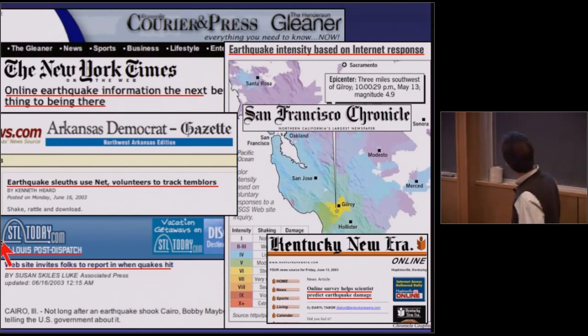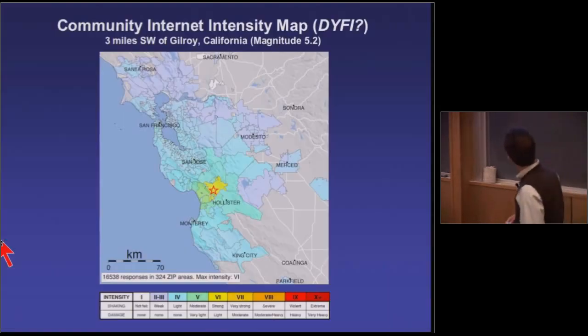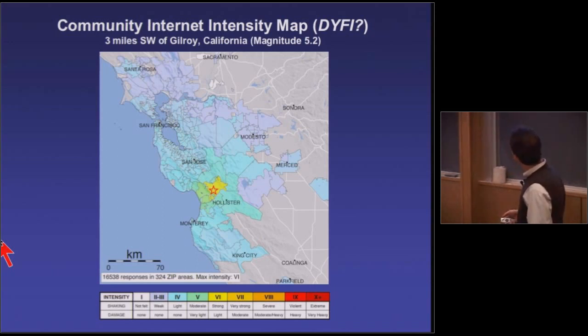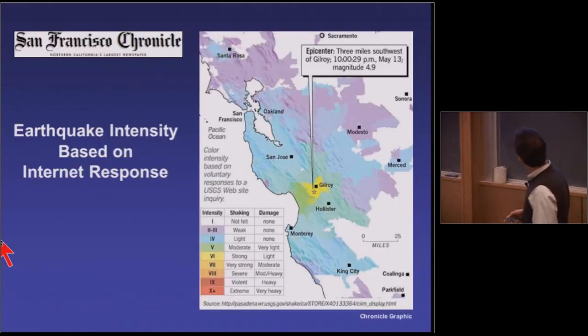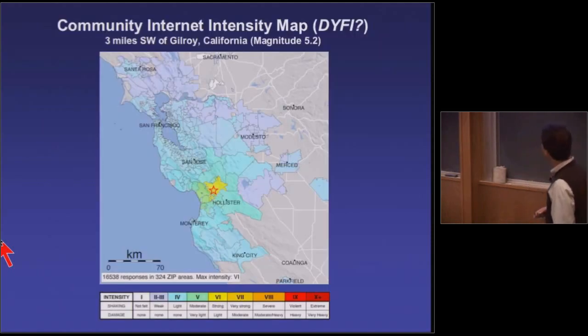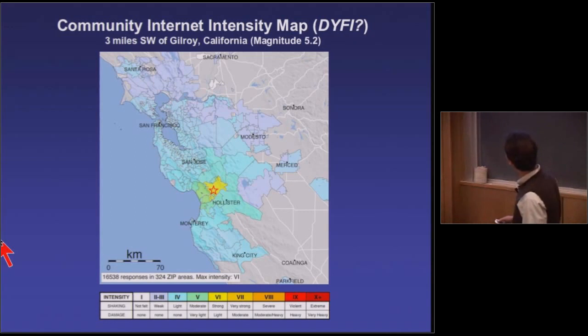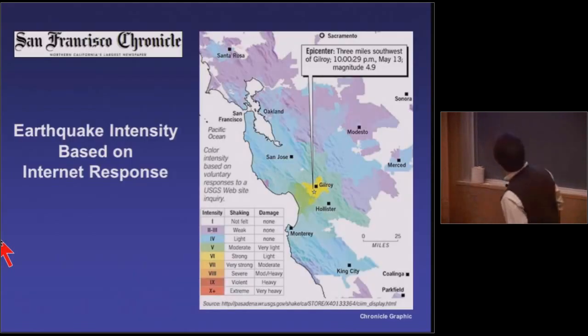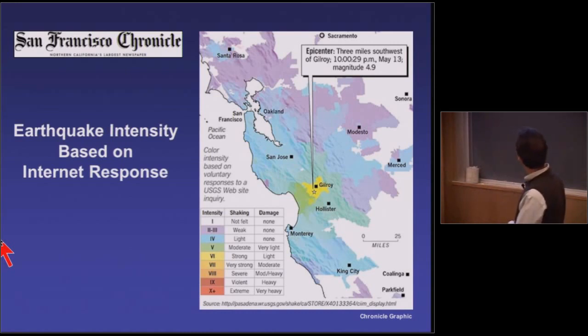So for an earthquake in Gilroy, California, magnitude 5.2, over 16,000 responses. So we have over 16,000 responses in 300 zip codes for magnitude 5.2 in California. Immediately that image is taken and put into the newspaper the next day, which just took the picture off the web, put it in the newspaper, and made actually a very nice map of what the distribution of shaking was like. This then leads to more people coming in, finding the website, and next time there's an earthquake, they know where to go. So that's a great feedback system for getting more people to respond.